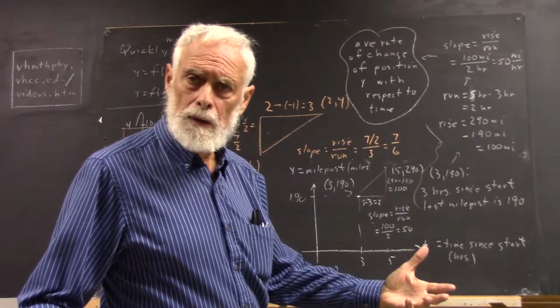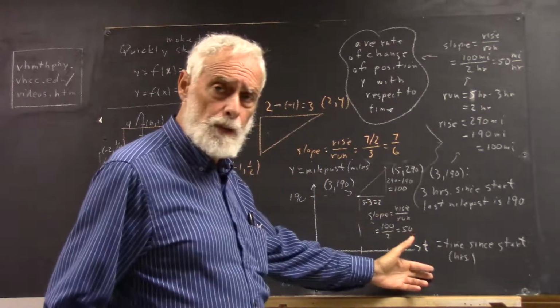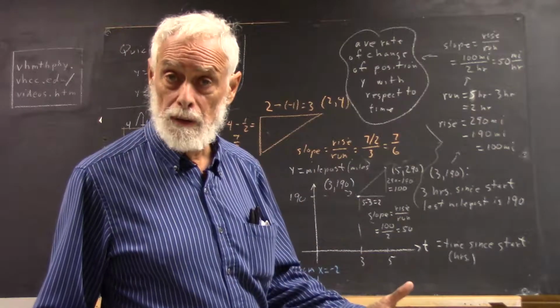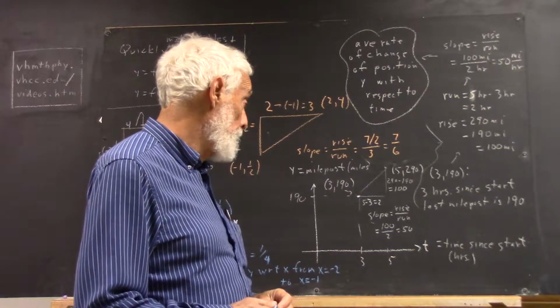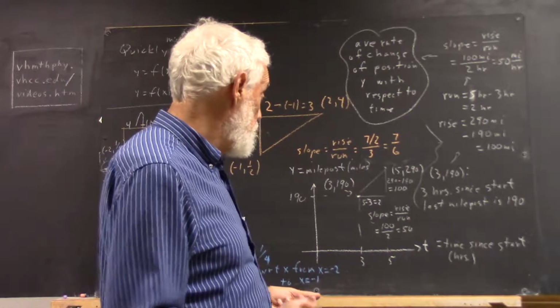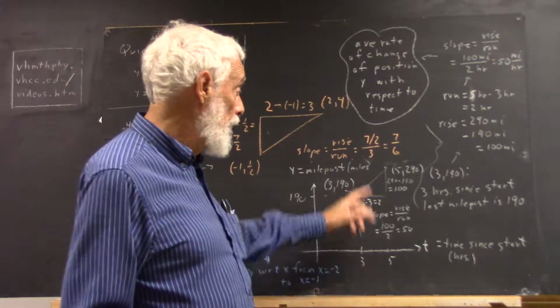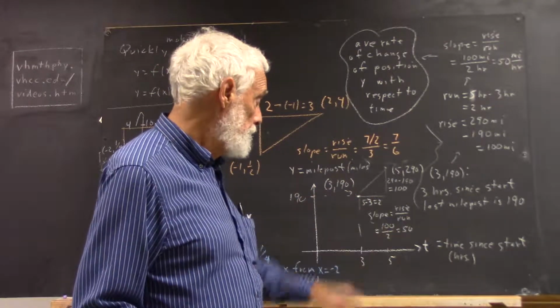What is the rate of change of y with respect to t? And what does it mean? First, calculate the rate of change of y with respect to t. That is the slope of your fundamental triangle. That's the average rate of change of y with respect to t for this interval.